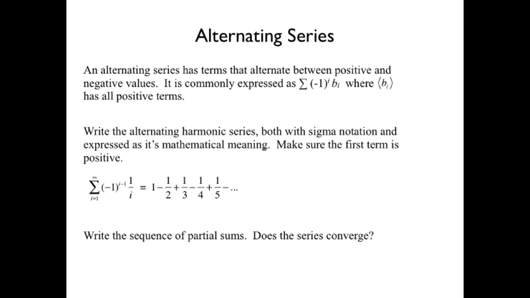Okay, so start writing the sequence of partial sums and think about, will the series converge? So the harmonic series that's not alternating, does it converge or diverge? Diverges. Okay, so let's talk about the alternating harmonic series by looking at the sequence of partial sums. So write out the first 3 or so partial sums.